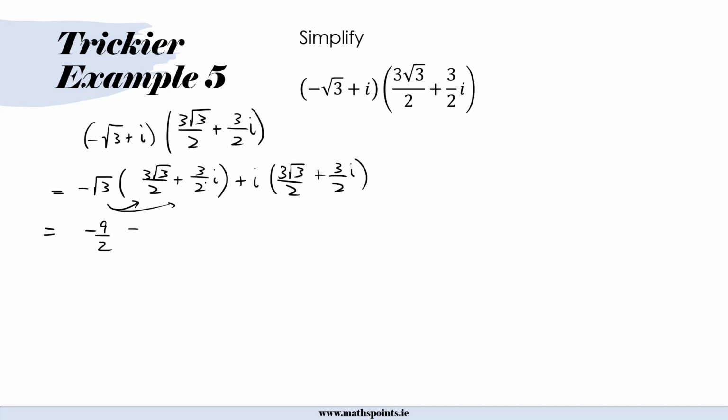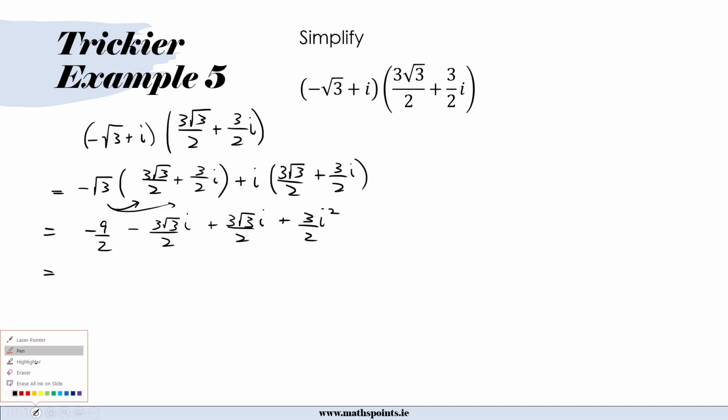Then if we do minus root 3 by 3 over 2i, they don't really tidy up very nicely. We just have to put them together, so it's going to be minus 3 root 3 over 2i. i times 3 root 3 over 2 is just plus 3 root 3 over 2i, and then finally i times 3 over 2i is 3 over 2, and then i by i is i squared. Again, we can see that the i terms in the middle cancel. That and that are the same term, just with different signs. And we're left then with minus 9 over 2 plus 3 over 2 i squared.